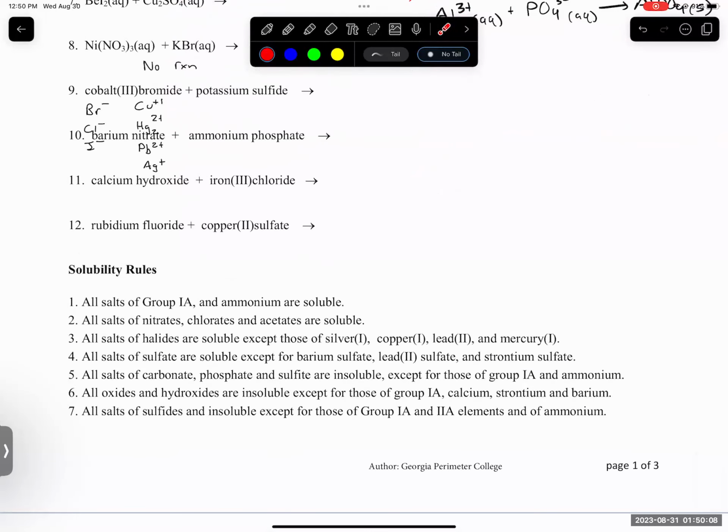Let's scroll down for 1 second. On this PDF, conveniently placed are solubility rules. So take a picture of them, memorize them.